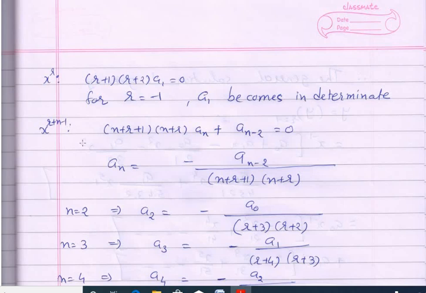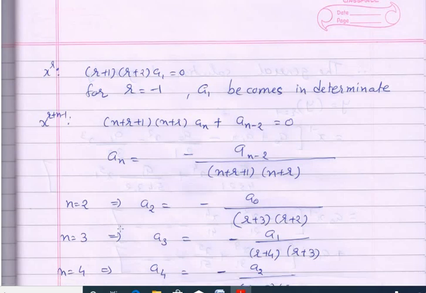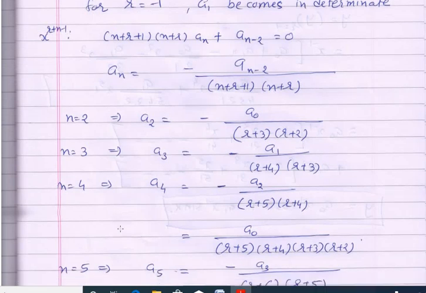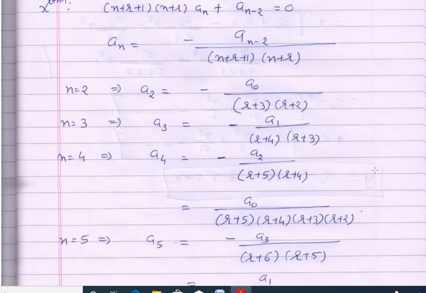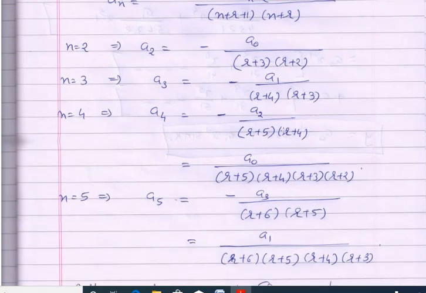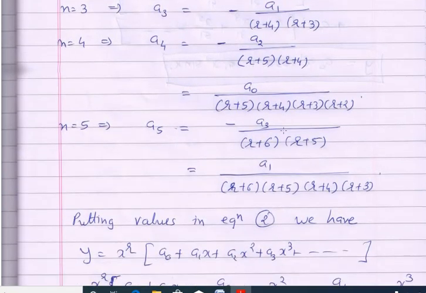So first for that we compare the coefficients, put all values, and find the values of an, that will give an is equal to this. Putting n is equal to 2, that will give a2 is equal to minus a0 upon r plus 3, r plus 2. N is equal to 3, then a3 will be minus a1 upon. Now here you cannot find a1 because a1 is indeterminate, so a1 remains a1. And now you have two coefficients, a0 and a1. So your answer from now onwards contains both a0 and a1.